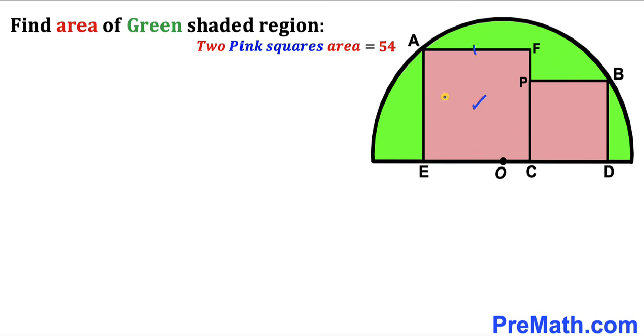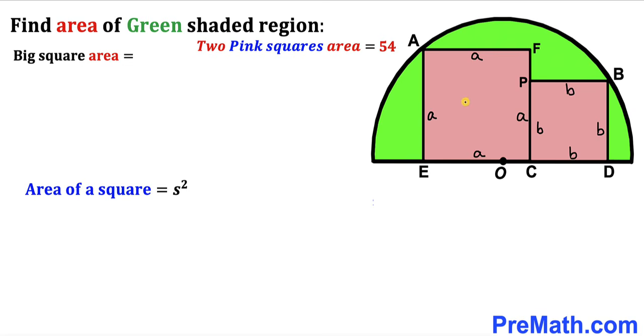Square means all these side lengths are equal. I'm going to label all these side lengths as lowercase a across the board. And likewise, I'm going to label the side length of this smaller square as lowercase b across the board. And now let's recall the area of a square formula: area equals s squared, where s represents the side length of the square.